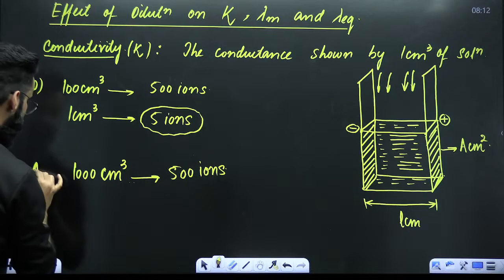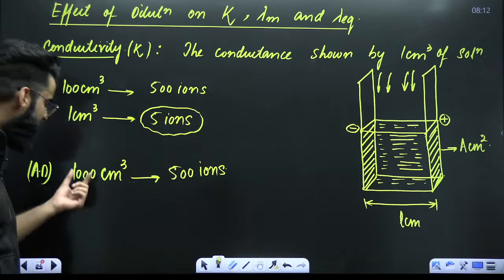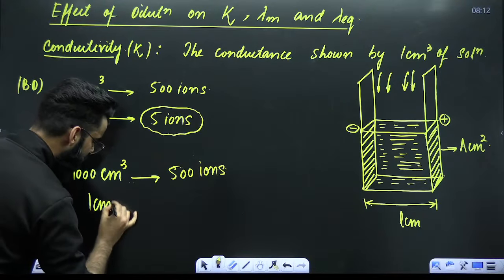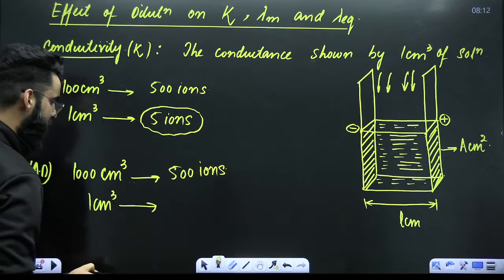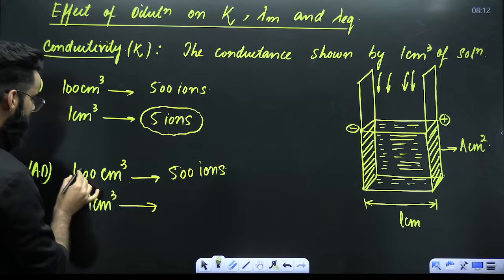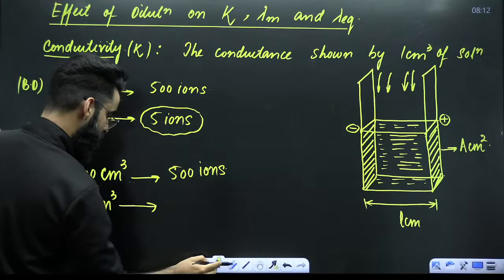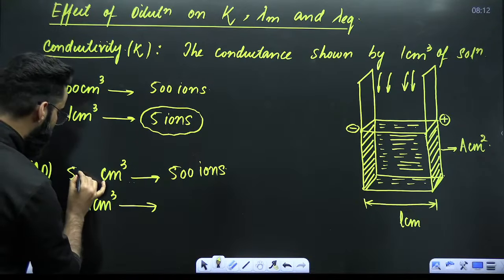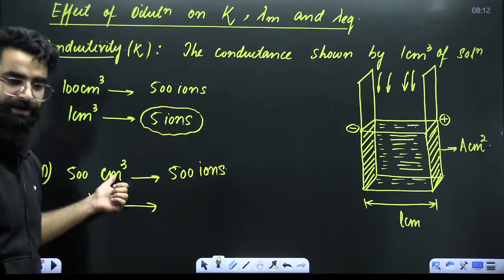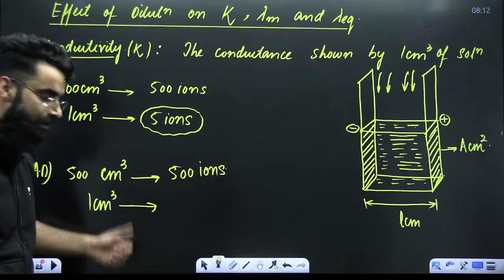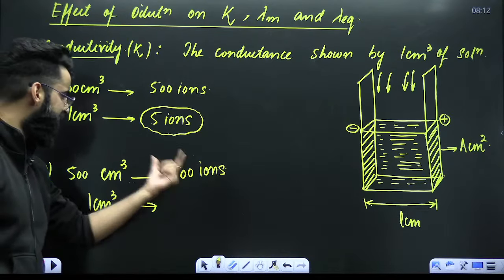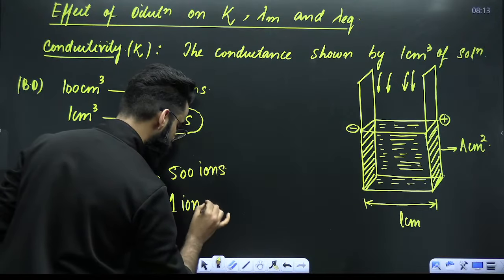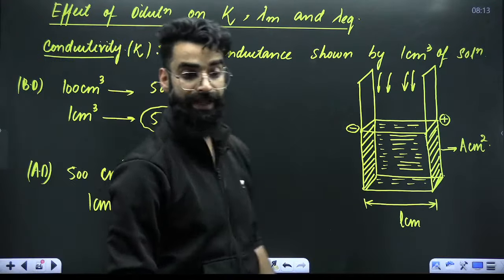Now tell me, this was the case before dilution, and this is the case after dilution. Let me not call it 1000, otherwise the calculation will be wrong. Let's say after dilution, the volume of the solution is 500 centimeter cube. So 500 centimeter cube of solution contains 500 ions. So 1 centimeter cube of solution will contain 1 ion.